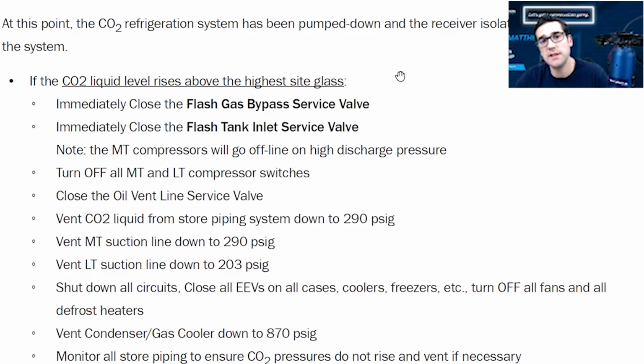They talk about what you need to do step by step if this starts to happen. Immediately close the flash gas bypass service valve. Immediately close the flash tank inlet service valve. Note the medium temp compressors will go off on high discharge. So they walk you through it. But you've got to always update it, because if you look at this manual again in 6 months, they might have a different way of doing it. Maybe they've learned from that and they've got a better way of doing it.